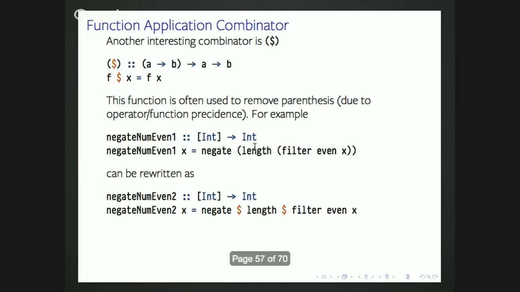So I can write this without writing any of the parens by including $ signs, which is equivalent to if I replace this $ sign with a paren here and then a paren at the end of the statement. It's the same. So now I can see I'm going to filter even x and then apply length and then apply negate.